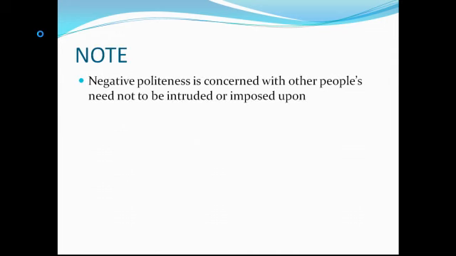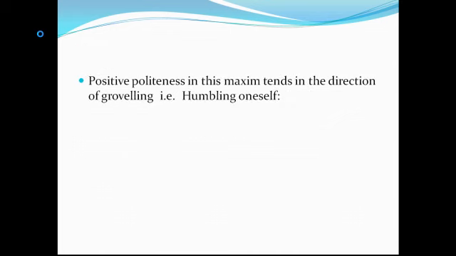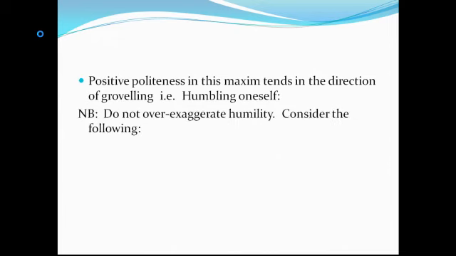Negative politeness, remember, is concerned with other people's need not to be intruded or imposed upon. Positive politeness is concerned with the need for inclusion and social approval. These terms were discussed in great detail in the previous presentation on Brown and Levinson's theory of politeness. Positive politeness, therefore, in this maxim tends in the direction of groveling, that is, humbling oneself. However, do not over-exaggerate humility.